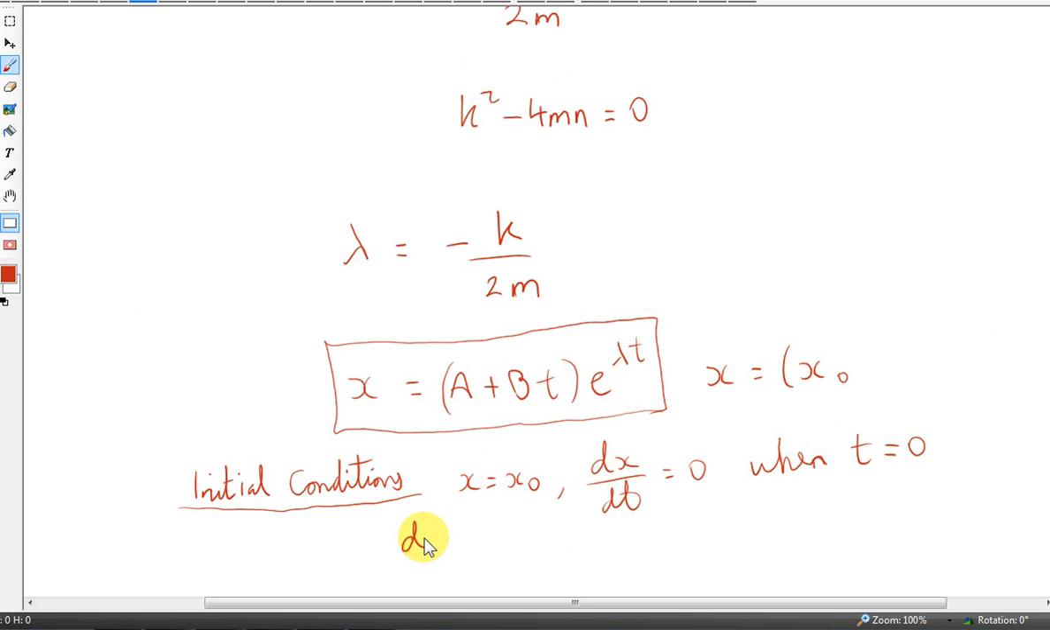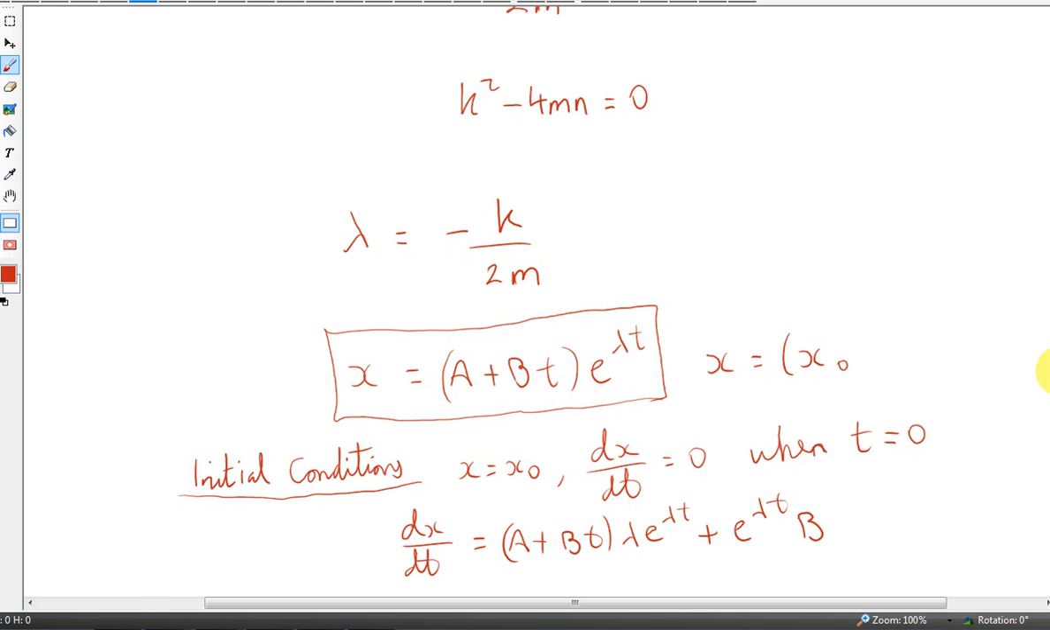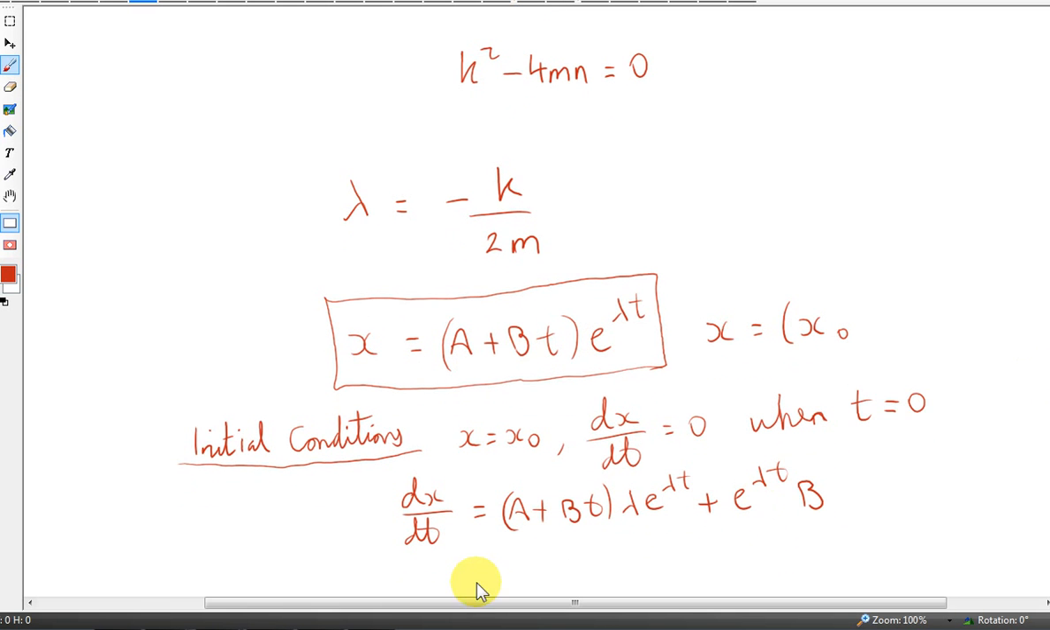Next we get dx/dt, and we will set that equal to 0 at t equals 0. So we have a product of functions here. We take one function, say the first one, multiply by the derivative of e to the lambda t. Then take the second function, e to the lambda t, and multiply by the derivative of a plus bt, which is b. And we want to set this equal to 0 when t is 0.